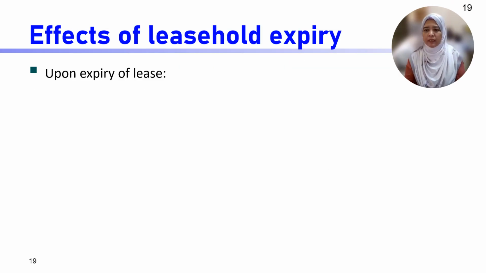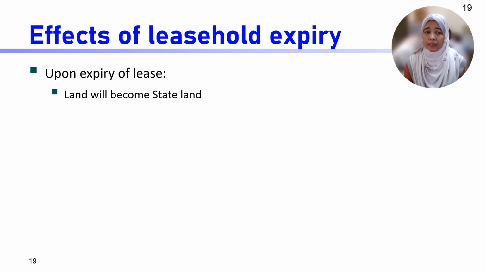Now, what will be the effects of leasehold expiry just now? Remember, I asked you to consider the definition of land under Section 5 National Land Code. Now, it says that upon expiry of lease, the land will become state land. There's no lease, no rights on the land anymore. So the leasehold will revert to state land, becomes government land again.